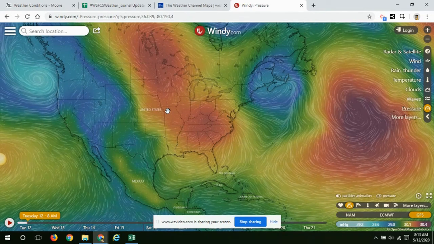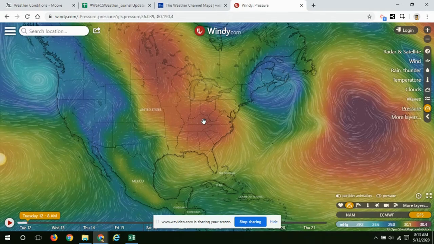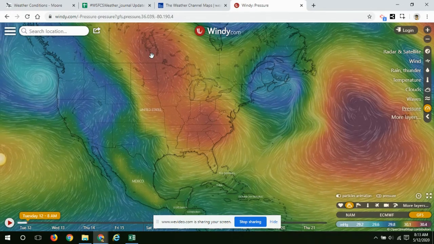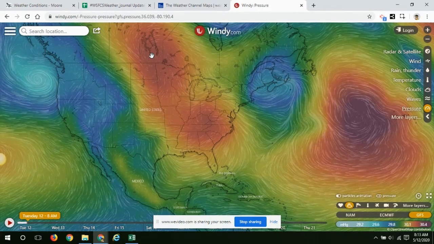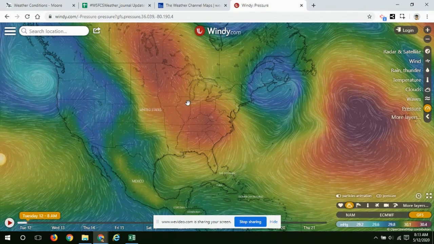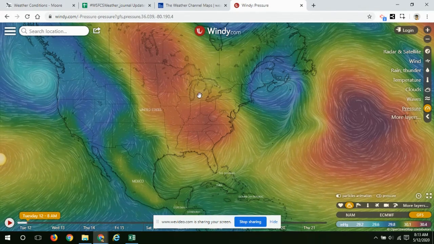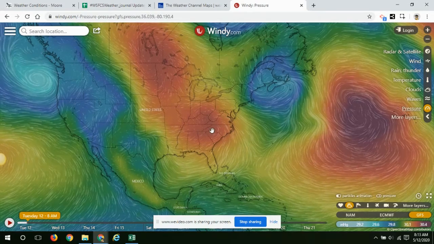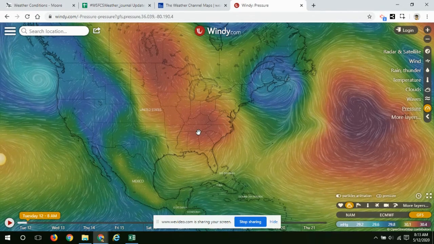So if we think about this as high pressure squeezing all the moisture out, where is that moisture that is being squeezed out going to go? It's going to go right in the middle. And that's kind of why we see that there is some precipitation happening. It's between these two high pressure systems.